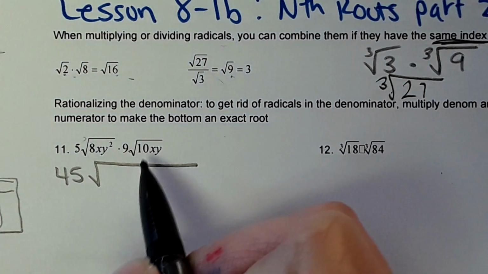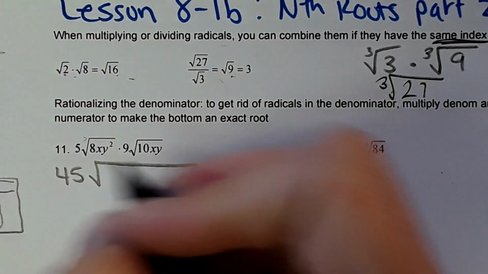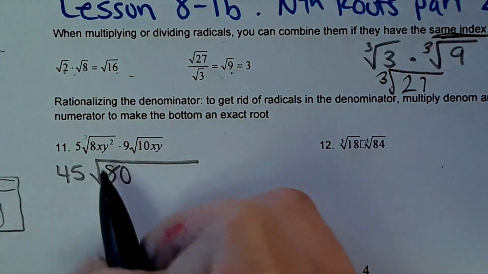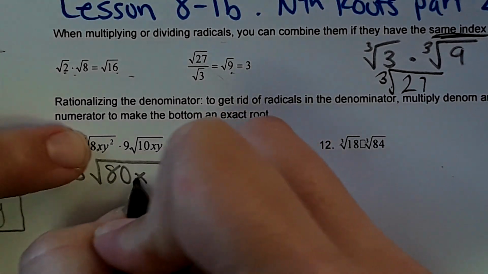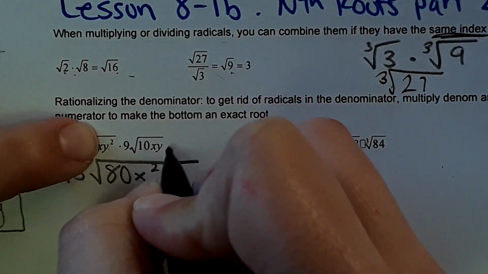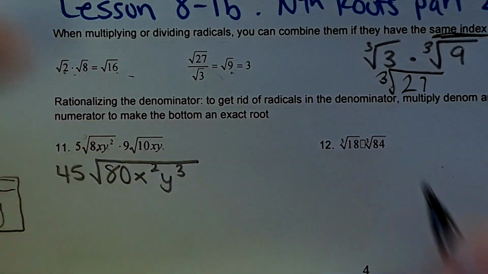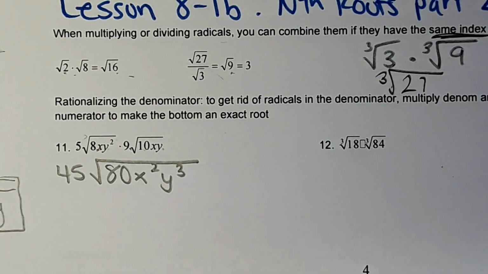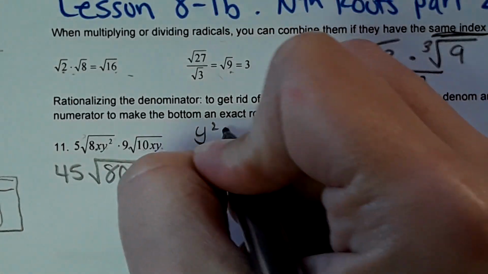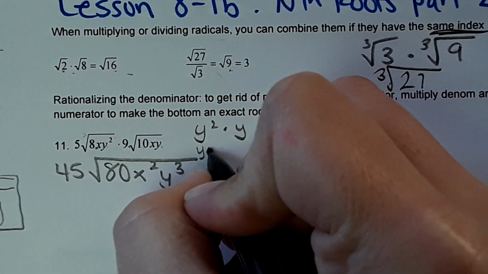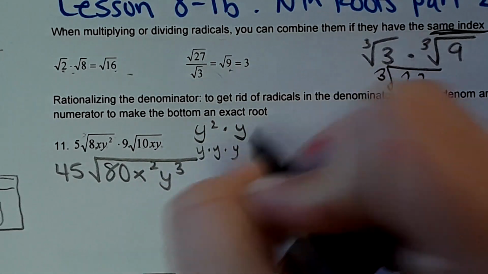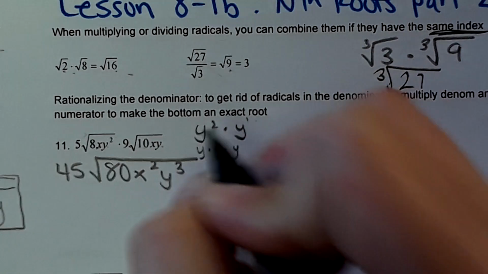And then we're going to put the rest of everything inside the house. So 8 times 10 is 80. X times x is x squared. And then y squared times y is y to the third power. Remember, if you're doing y squared times y, that would be like y times y times y, so y to the third. You technically add the exponents.